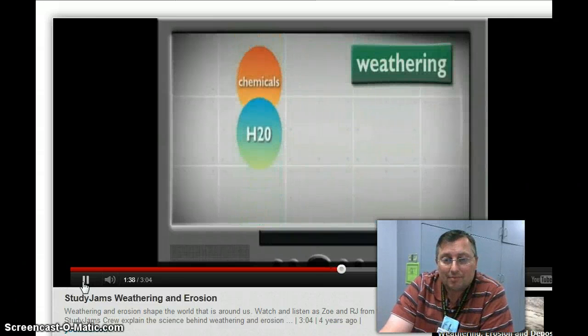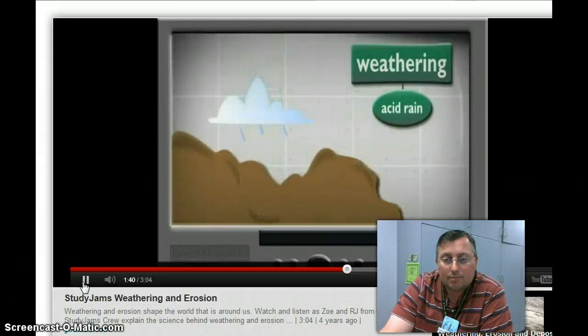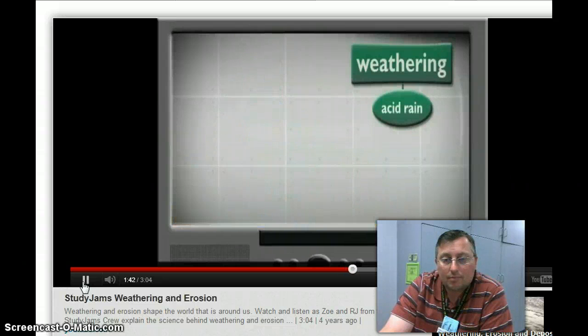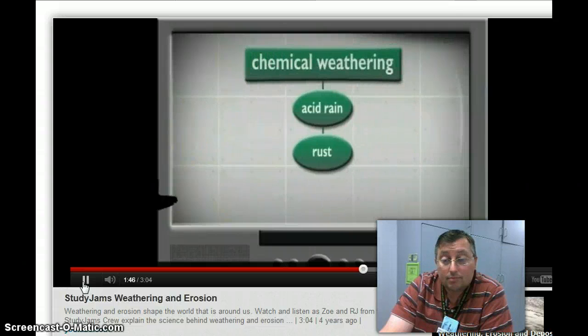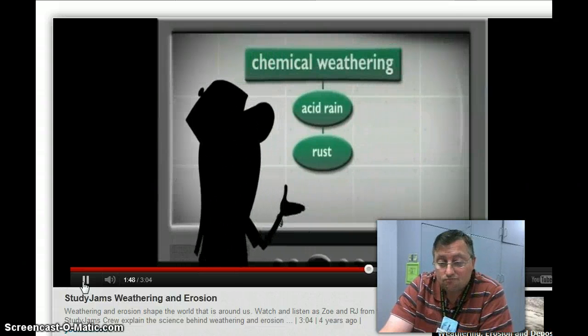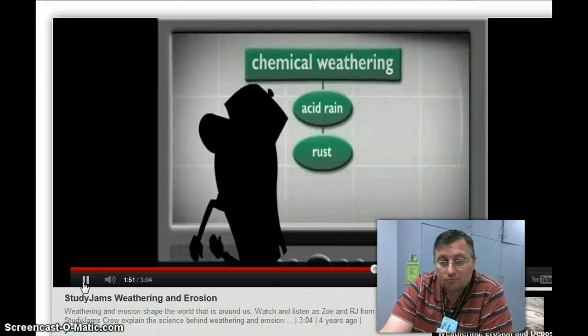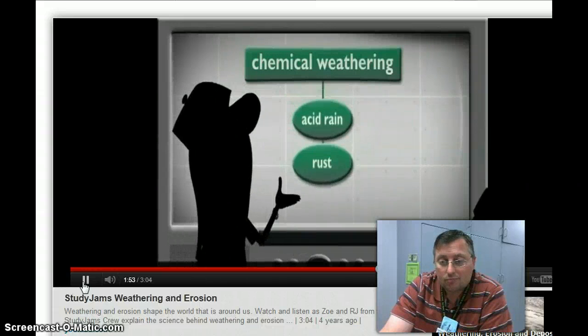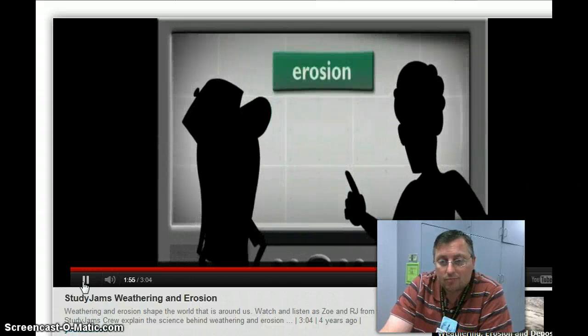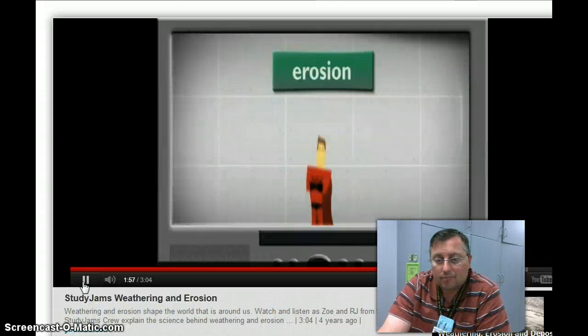Chemicals in the air mix with water to make acid rain that eats away at limestone rocks. Oxygen reacts with iron and forms rust. That's chemical weathering. Then, after weathering is done breaking things down, his trusty sidekick, Erosion, steps in. Yeah, erosion swoops in and picks up the pieces, carrying them away.